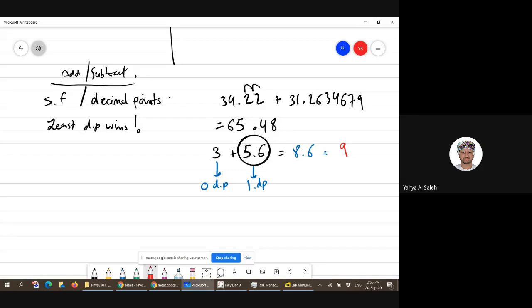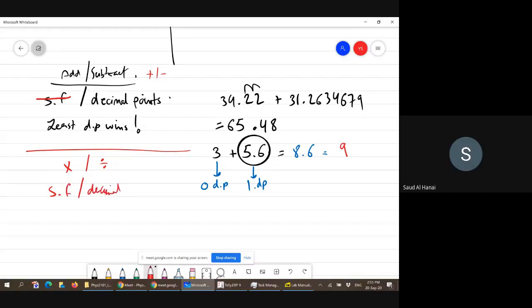Now, what happens in multiplication and division? So this is addition and subtraction. What happens for multiplication and division? We do the same thing, but we actually don't look at decimal points. We look at significant figures. So here it's the other way around. We look at significant figures, we do our calculation, and again, the least significant figure wins.